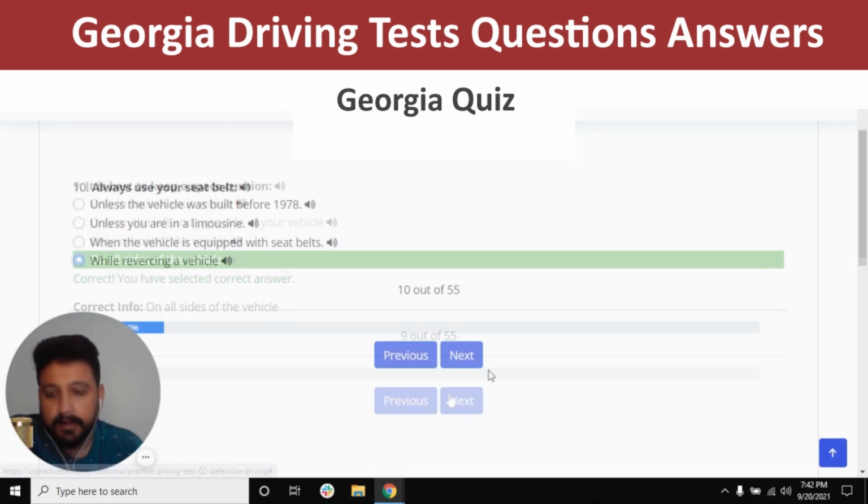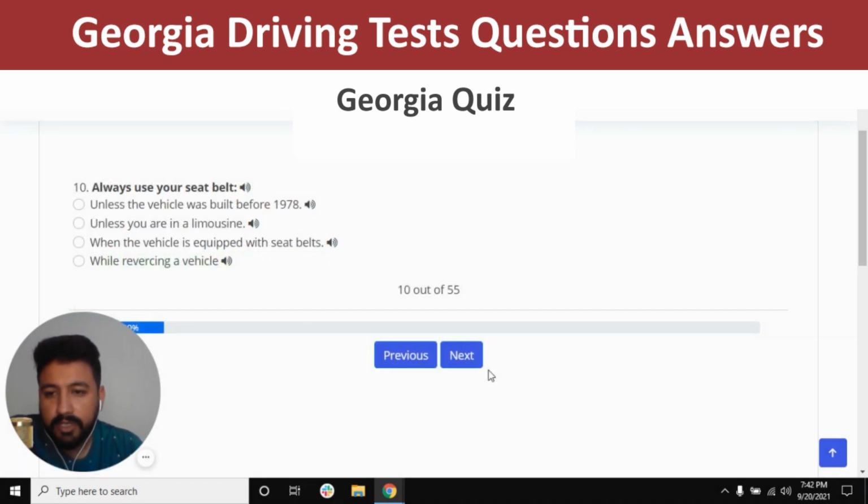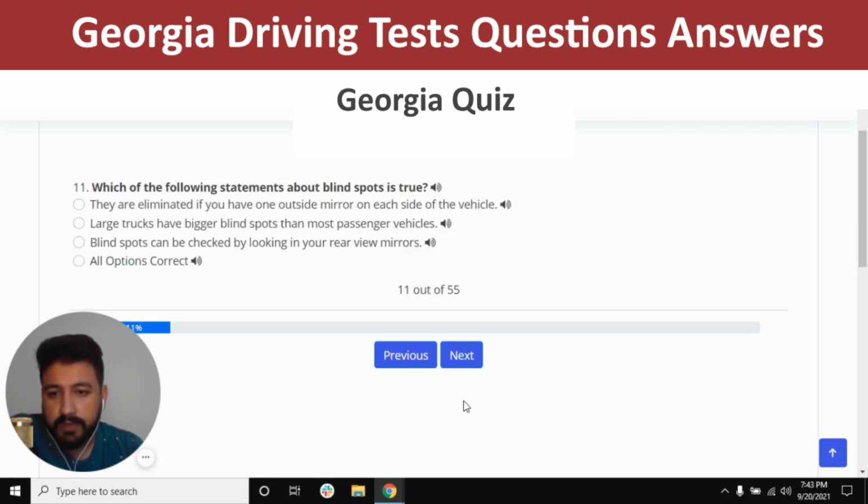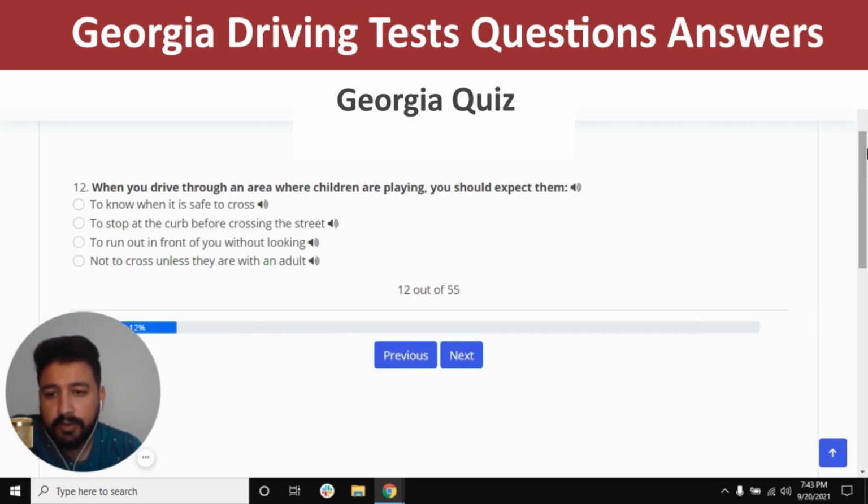And next. Tenth question is, always use your seat belt. The right answer is, when the vehicle is equipped with a seat belt. So let's click on the third option and next. The 11th question is, which of the following statements about blind spots is true? So I'm going to click on the second option, which is, large trucks have bigger blind spots than most passenger vehicles. So next. When you drive through an area where children are playing, you should expect them.